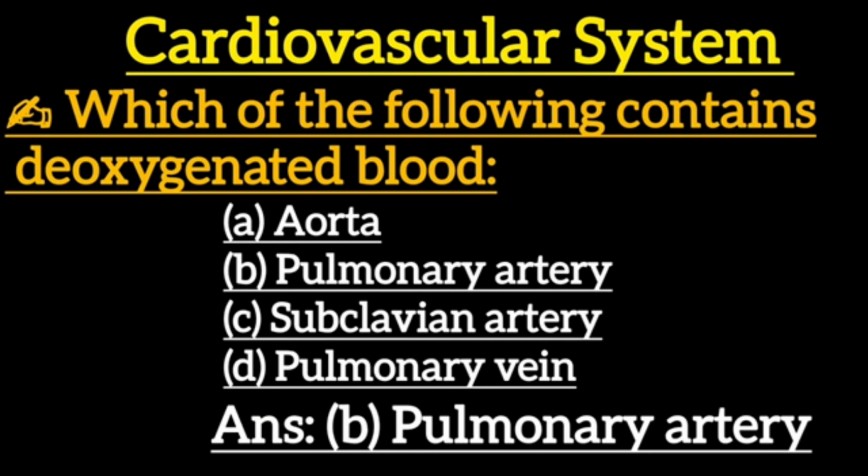Next one is, which of the following contains deoxygenated blood? Option A, aorta. Option B, pulmonary artery. Option C, subclavian artery. Option D, pulmonary vein. Correct answer is option B, pulmonary artery.